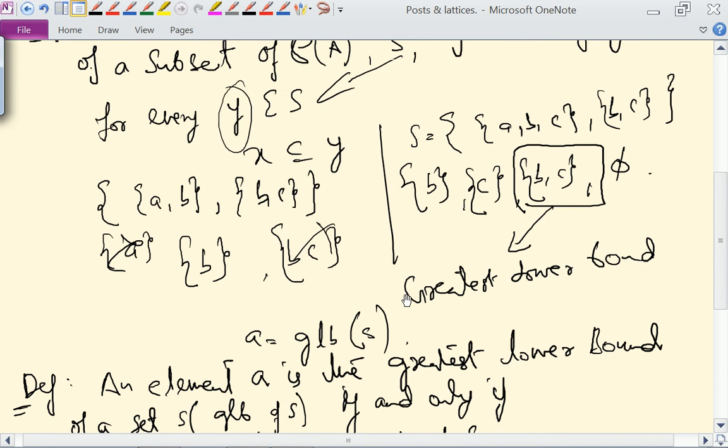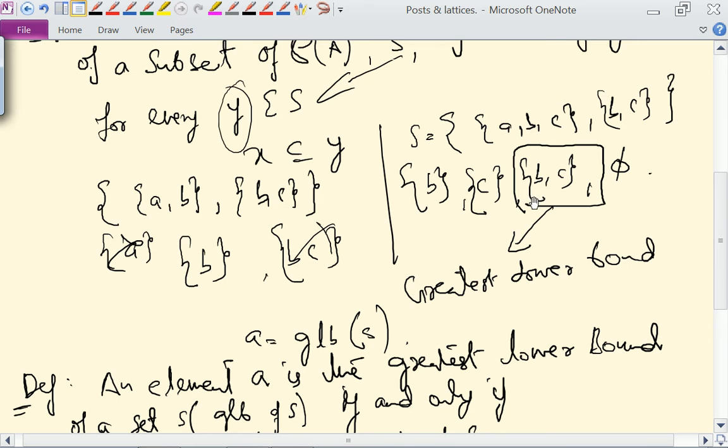Okay. For example, we've already seen here that ABC and BC are my S, which is a subset of the set A. Then we said that B, C, BC and the null set are the subsets. Basically, these are the lower bounds of the set S. And among them, BC is the greatest lower bound, because all other lower bounds are basically subsets of BC. So this is the GLB, greatest lower bound, of set S.